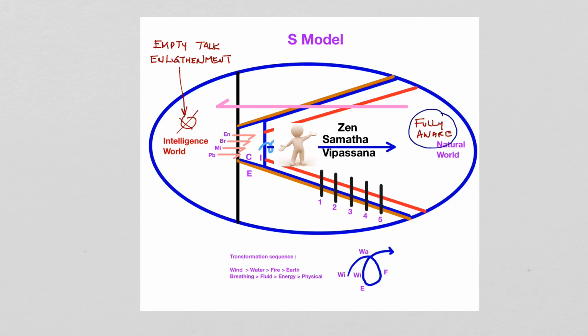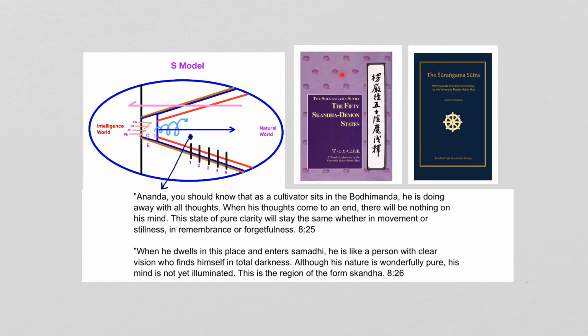Now, you might not believe me on that, right? Or you're sitting in meditation and suddenly you're enlightened and everything. You might not believe me on that, and you don't have to. I'm going to prove it to you. Okay? So this is the Surangama Sutra. And in the Surangama Sutra there are the five skandha demonic states. Okay? Five skandha demonic states.